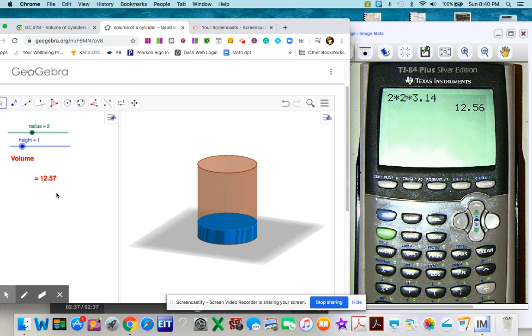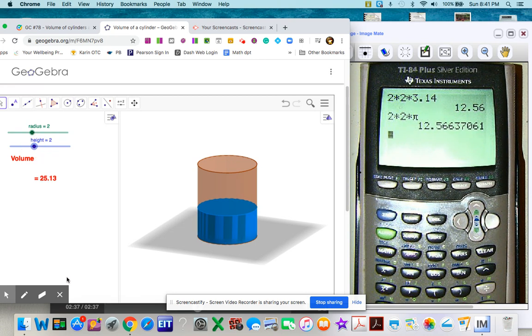Now, maybe they used the pi button instead and rounded, 2 times 2 times the pi button. If you rounded, that's probably how they came up with 12.57 instead of 12.56. But for 1 layer, they did the area of the circle times 1 layer, since I just had a height of 1. Now what happens if I move my height up to 2 layers?